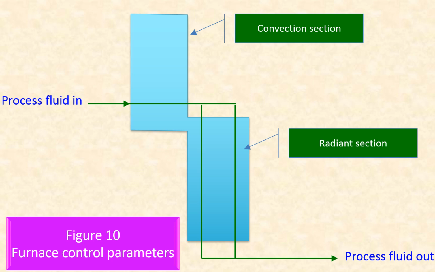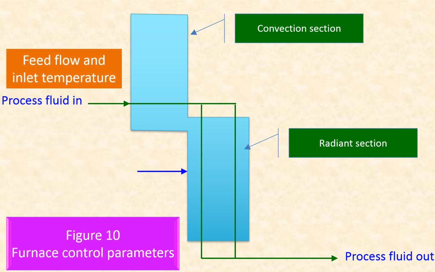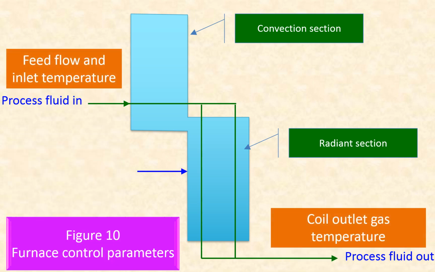The important parameters usually controlled in the fired heater are depicted in this figure shown. The parameters to be monitored and controlled are feed flow and inlet temperature, coil outlet temperature, fuel gas pressure, and excess air.